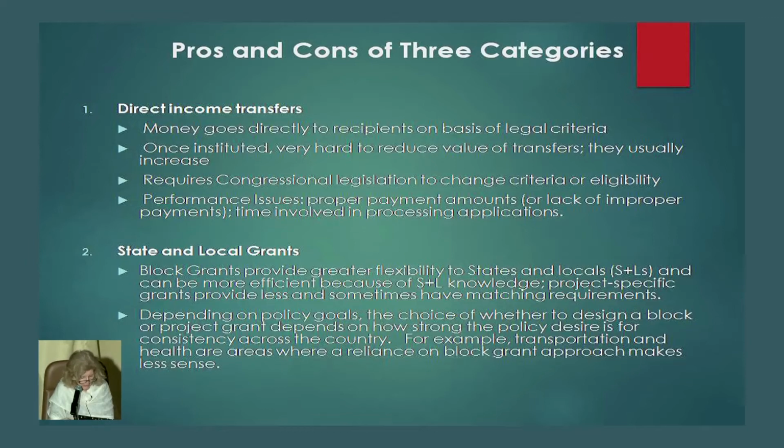State and local grants. What are some of the pros and cons of that type of transfer? Well, states in our system love block grants. We have a community development block grant that is used to support development in poor areas. We have a social services block grant, and the states and locals love that because they get a lot of flexibility. Conversely, there is less federal oversight, by design.